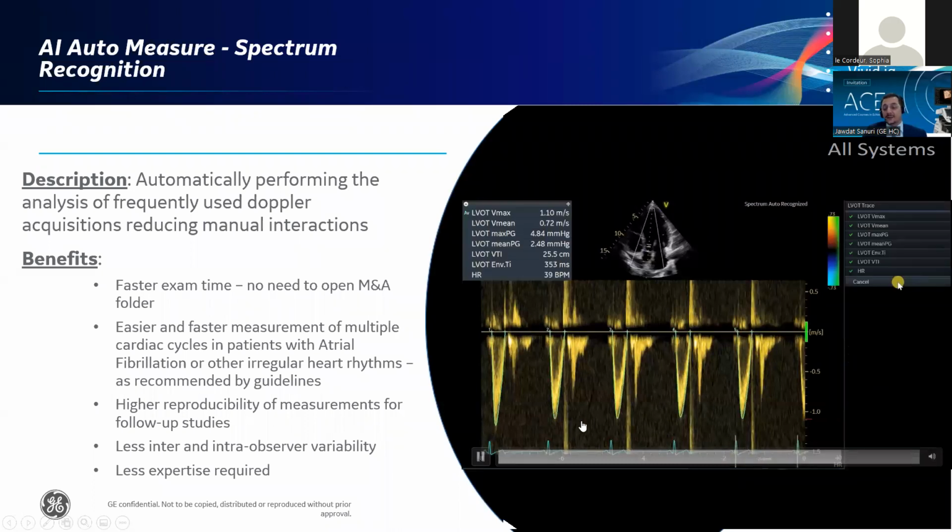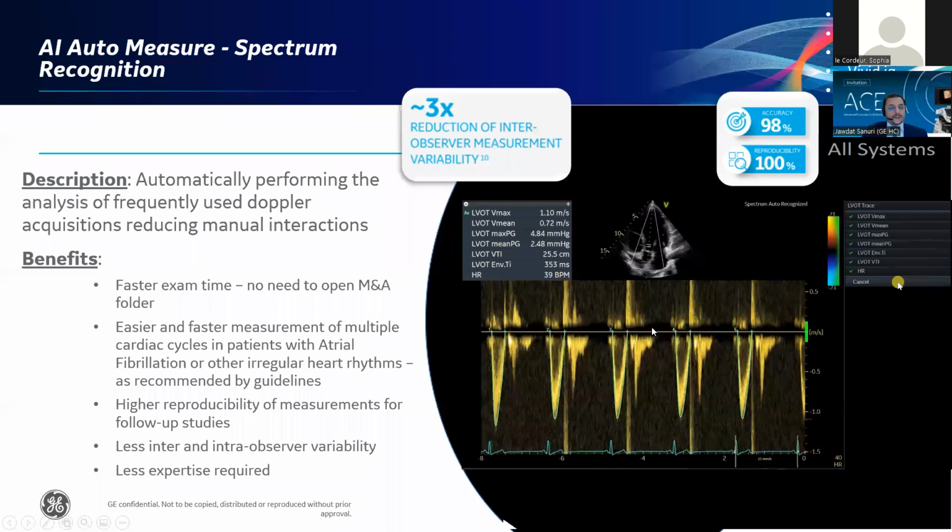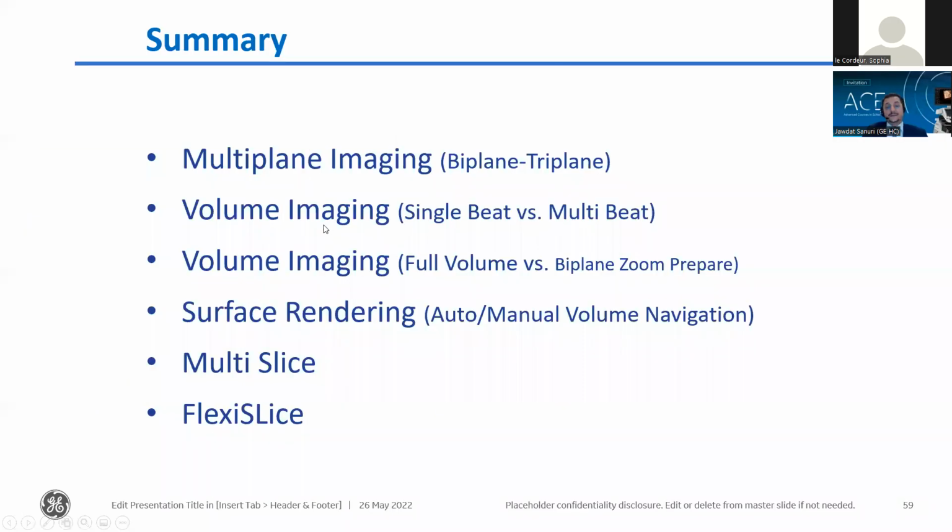And it depends on how many full ECG cycles you have. You can do anywhere between 1 cycle and even up to 10 cycles simultaneously just by pressing measure. And you can see 98% accurate, 100% reproducible, 3 times less interoperator variability, 93% reduction in time when doing such measurements. So again, we spoke about multi-plane imaging. We spoke about volume imaging, full volume, single beat versus multi-beat, full volume versus biplane zoom. We saw the surface rendering and the automatic volume navigation. We saw multi-slice and flexi-slice, how they are helpful.